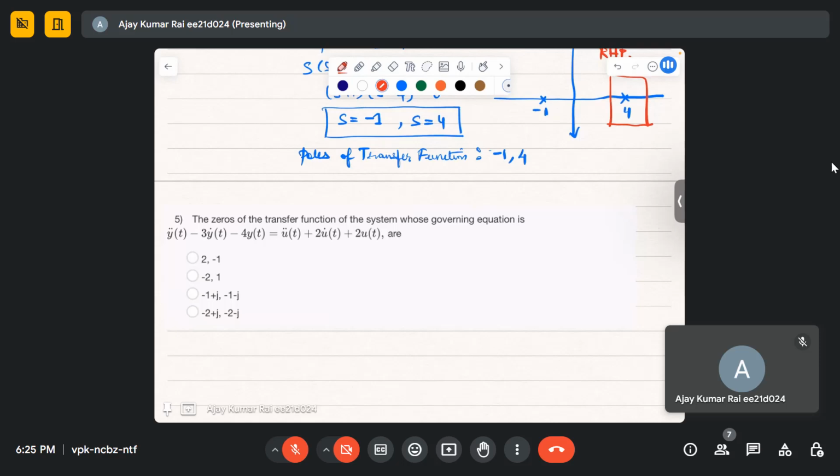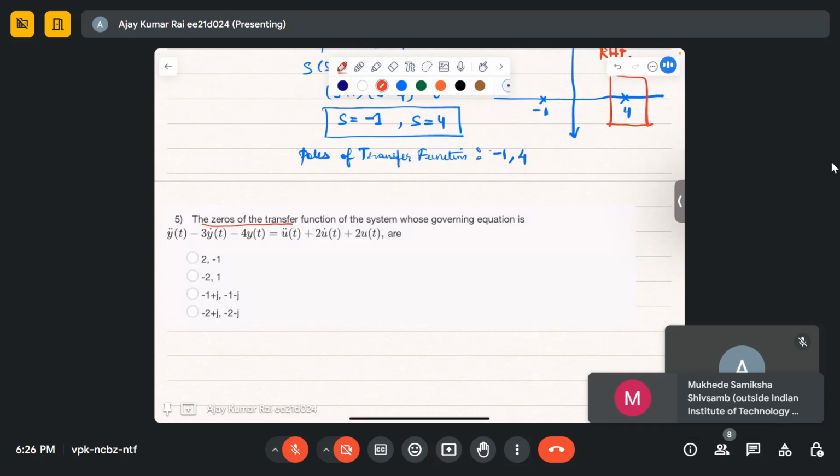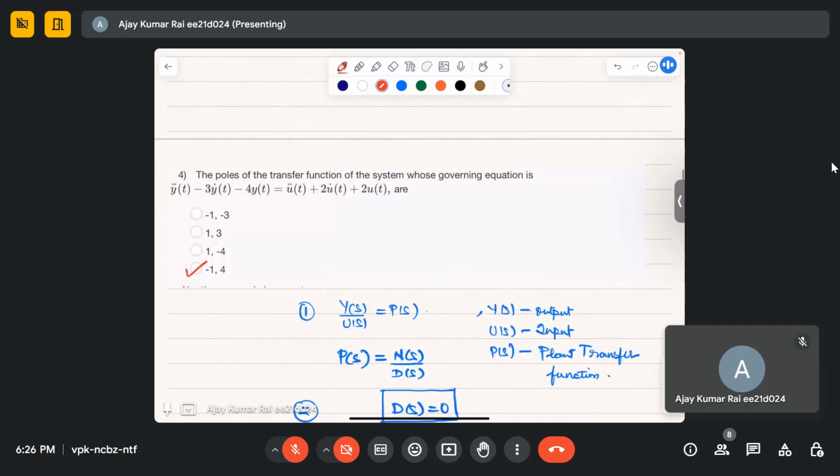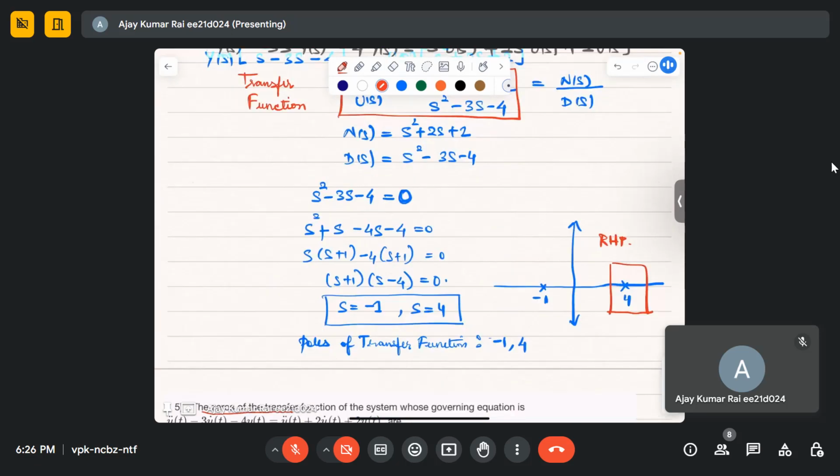So the zeros of the transfer function of the system whose governing equation is given. In the previous question, we were asked to find the poles. In this question, you have to find the zeros of the transfer function. I think the two questions are the same.